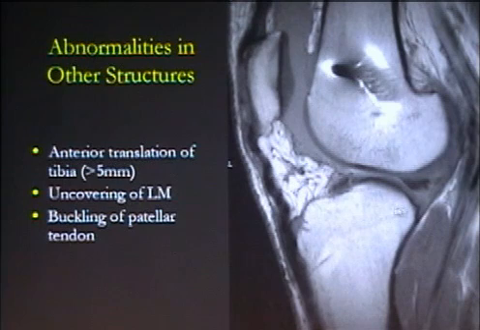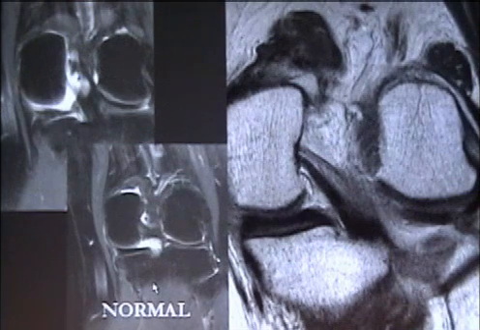Uncovering of the lateral meniscus. This is a nice example of uncovering of the lateral meniscus. The lateral meniscus is just sitting out here in the breeze, not covered by the tibia. That's because the tibia is anteriorly translated. And here, the buckling of the patellar tendon.